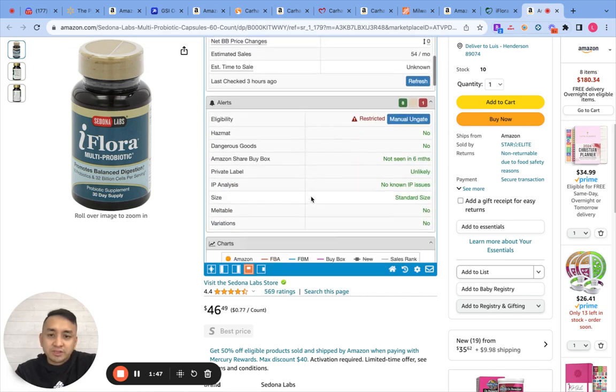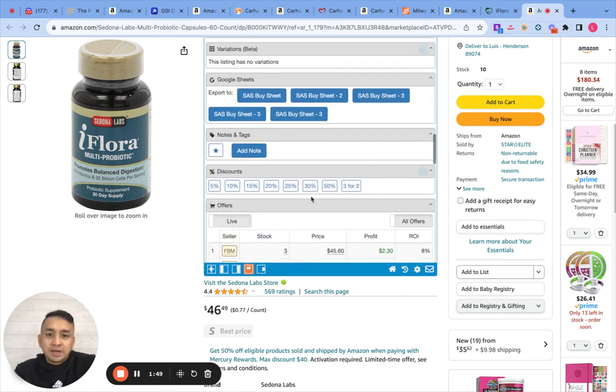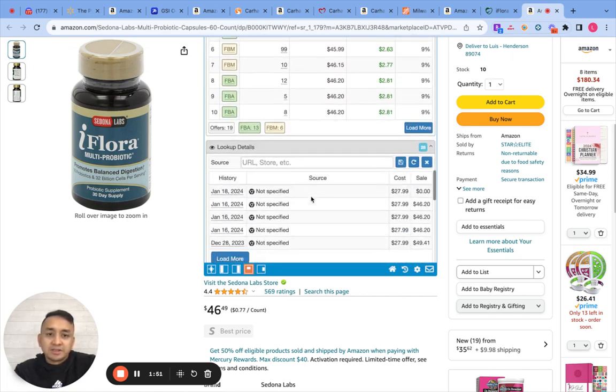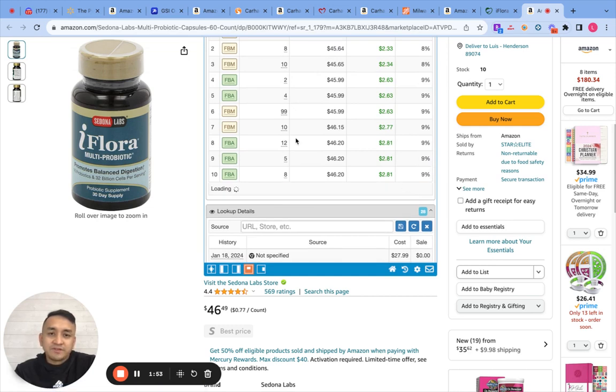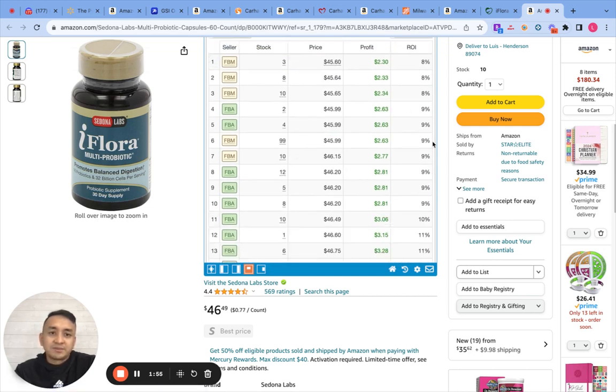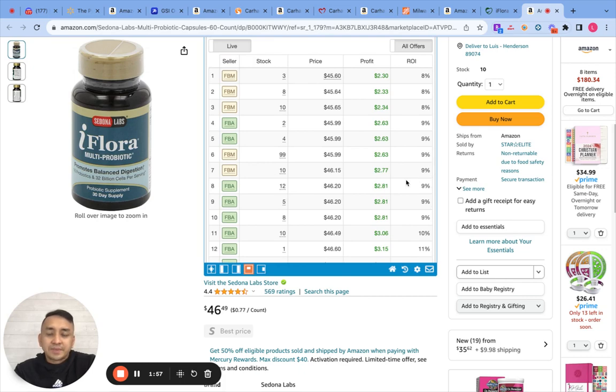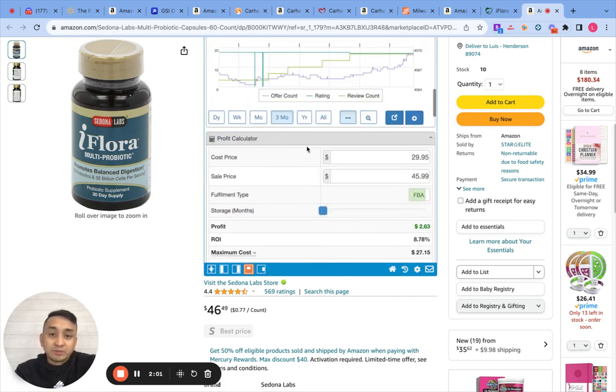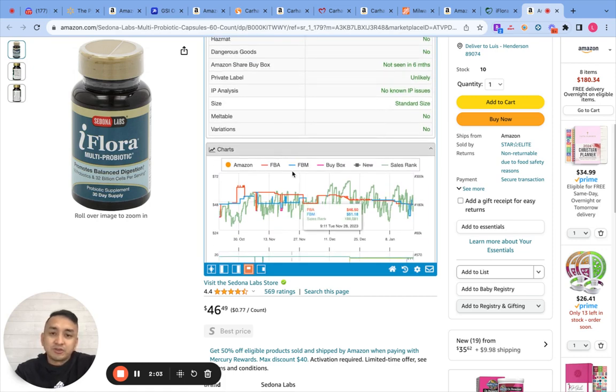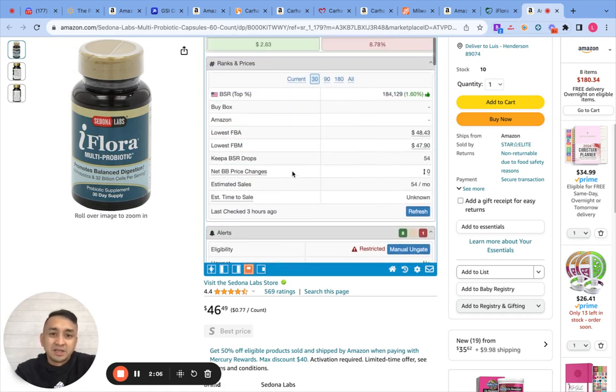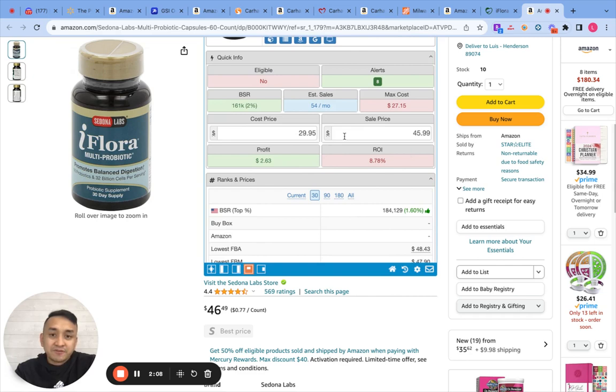So what I would do is look at the other sellers, and it seems like this one's gonna give me 9%, 8%, 9%. So, man, to me that's too low. I usually aim for at least 20%. I mean, the lowest I usually go for is about 15%. So this one is gonna be a skip for me because of the ROI. Okay, so that's a skip.